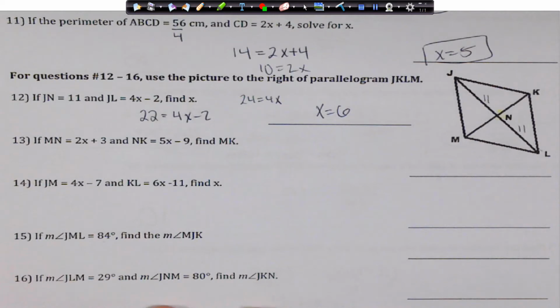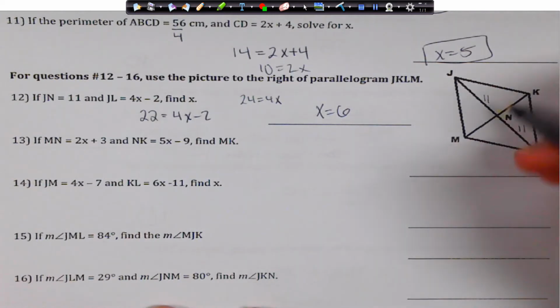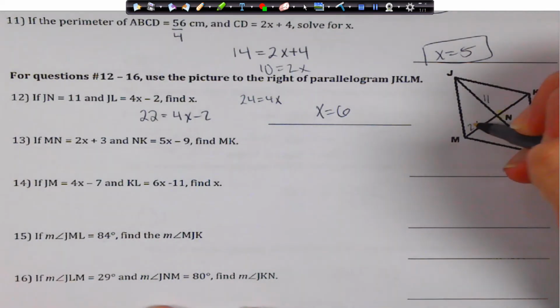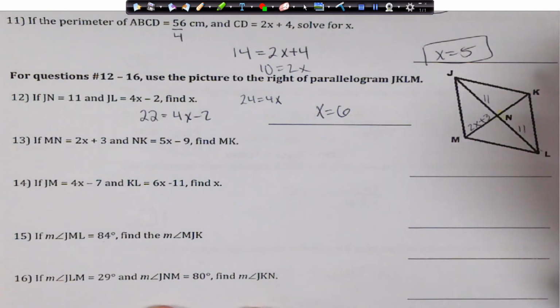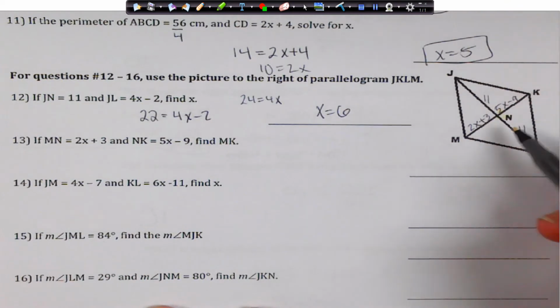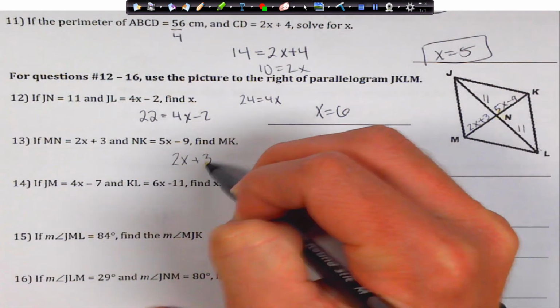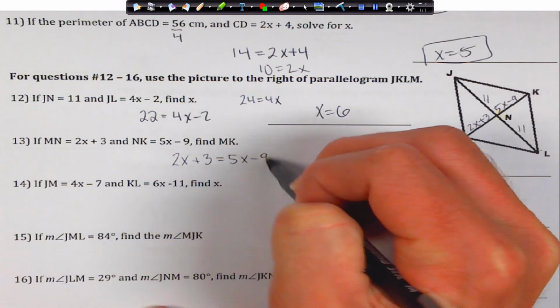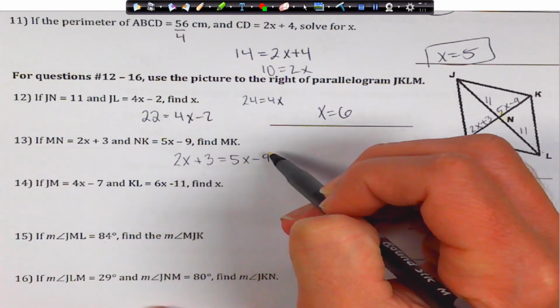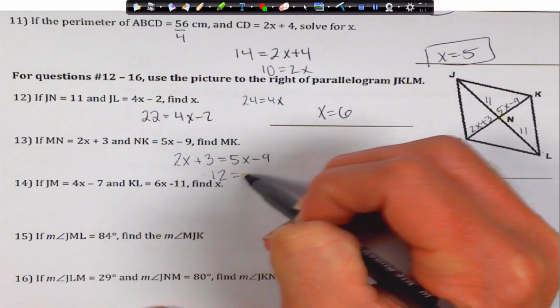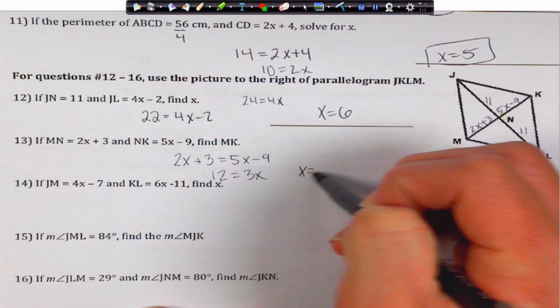And then we have MN. MN is right here, so that's 2x plus 3. And then NK is 5x minus 9. Again, diagonals bisect, so those two should be congruent. So we subtract there, we get 3x, add the 9 at the same time. X is going to give us 4.